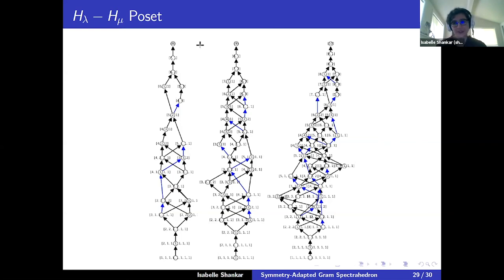We actually drew up these posets hoping that we could maybe see some interesting pattern in here, but we couldn't. If maybe one of you can, I would love to hear a little bit more. If you see a pattern, that would be really, really cool.